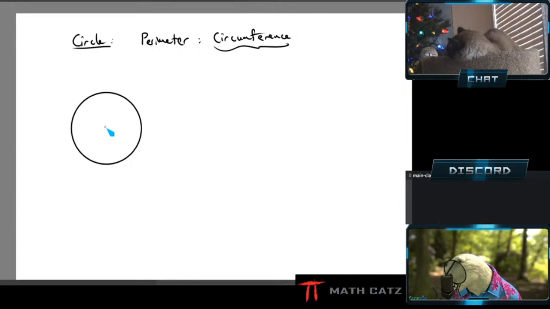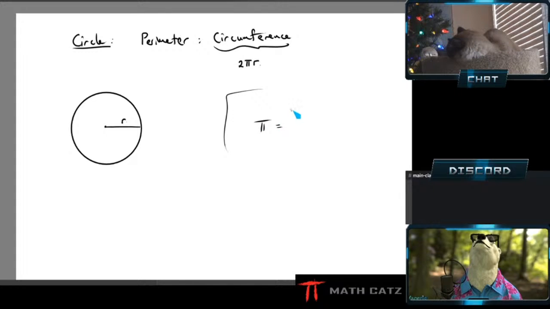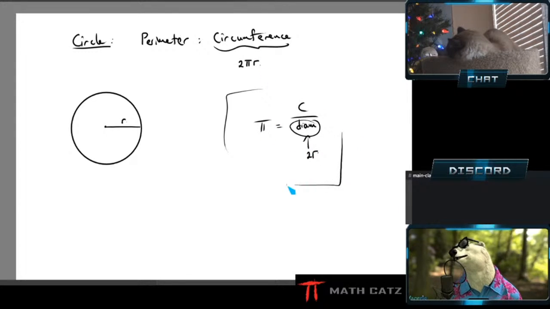Let's say we have a radius r. Circumference is simply 2 pi r. Easy enough formula to remember. Remember because pi was the ratio of the circumference over the diameter, and the diameter is 2 times r. So if I solve for circumference, I get 2 times r times pi, or 2 pi r is how I remember it. Okay, so perimeter or circumference of a circle, we have already done, just worth remembering.